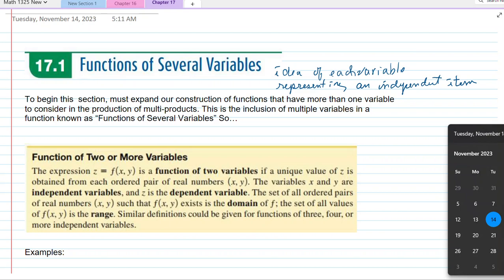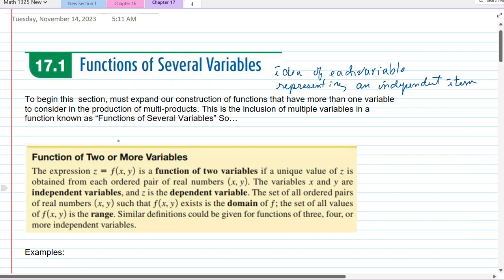So to begin this section, we're going to expand our construction of functions that have more than one variable to consider in the production of multiple products within a company. This is the inclusion of multiple variables in a function known as a function of several variables. So I got this from the textbook.